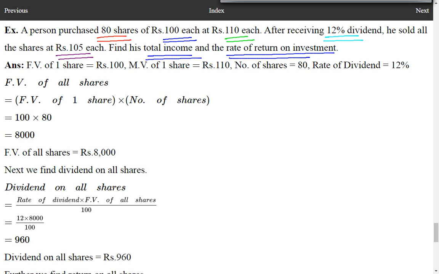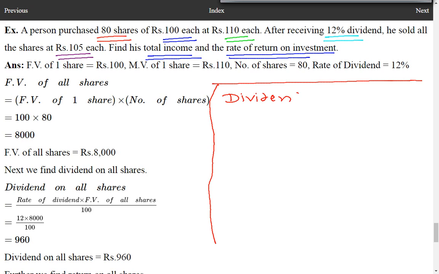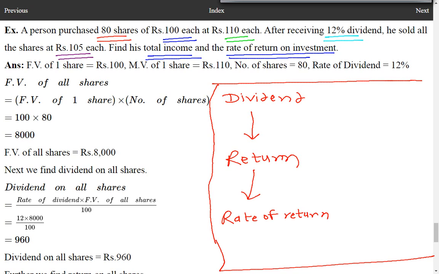Again, the basic outline is going to be the same. First, we will have to find dividend, then we will have to find return, and finally we will have to find rate of return. So first let us find dividend.